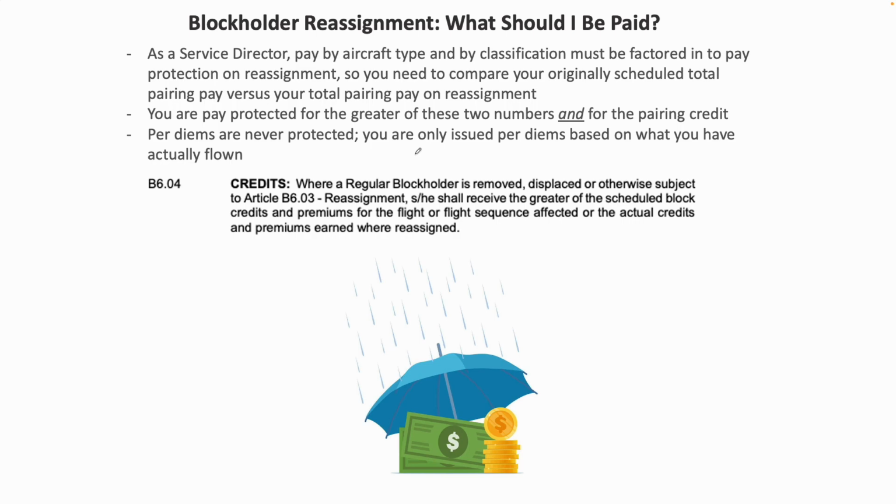And if after doing the math, you have a different number for your reassignment pairing pay as opposed to your originally scheduled pairing pay, you would again make a pay adjustment for that. As with flight attendants, per diems for service directors are never protected, and accordingly, per diems are only issued based on what you have actually flown on reassignment.